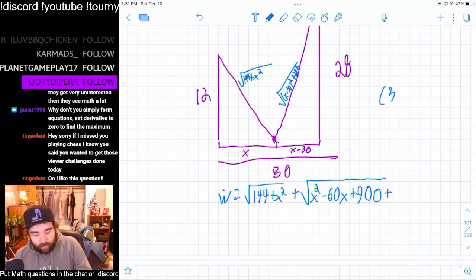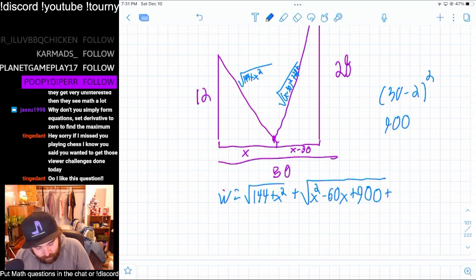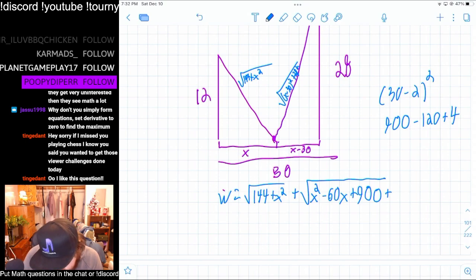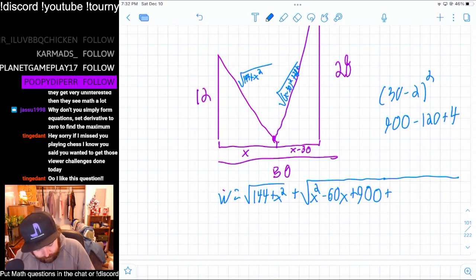28 squared is 30 minus 2 squared. So that's 900, minus 120, plus 4. Too bad those don't cancel out. Do they cancel out? No, because they're both squared. So 900 minus 116.